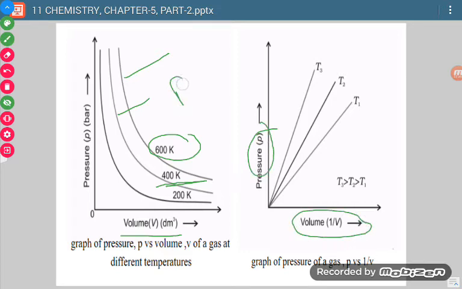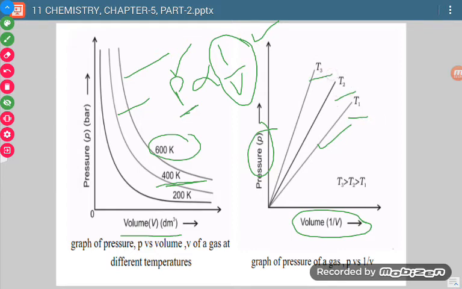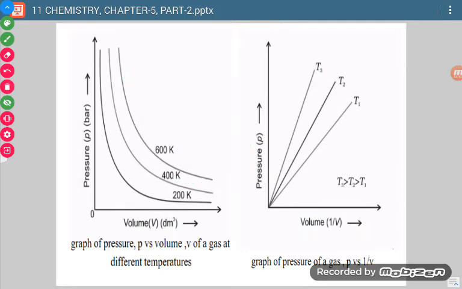Now see, we have written P is proportional to 1 by V. Now if we are considering this whole thing, then P and 1 by V are directly proportional to each other. So it means if 1 by V increases, then P also increases. Okay. So in this case, we are going to get a straight line like this. Now at different temperatures, it will be a different straight line. Okay. So these are the two graphs which can be drawn from the mathematical form of Boyle's law.